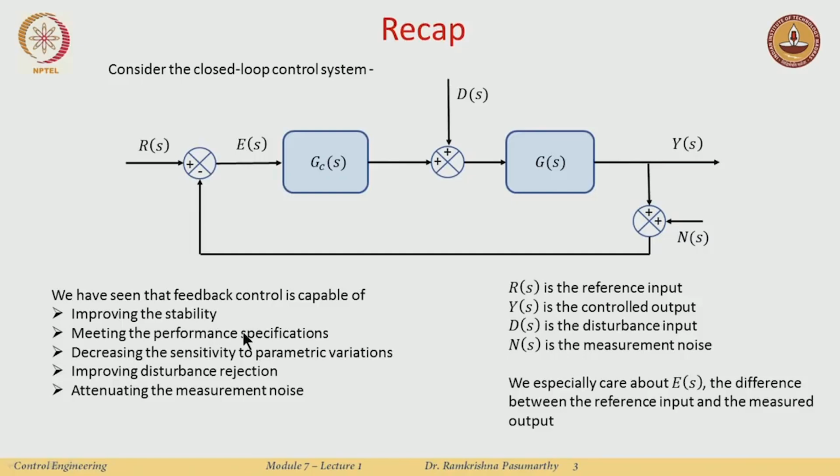We also saw how feedback helps decrease the sensitivity to certain parameter variations of the system. Disturbance rejection was also very obvious while we were doing the feedback control, and of course, attenuation of the measurement noise and so on. So, of course, the defining factor even when we looked at the error constants was this signal E(s).